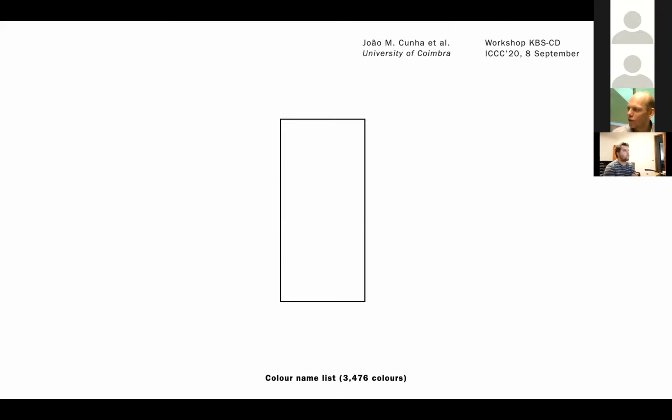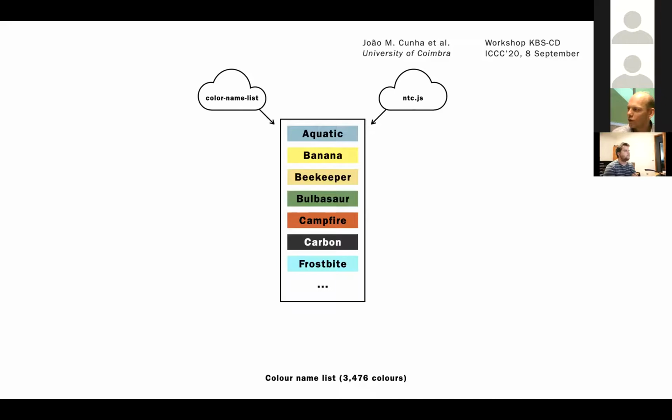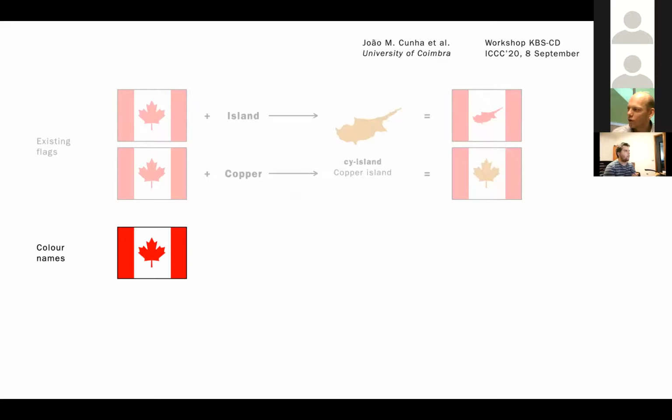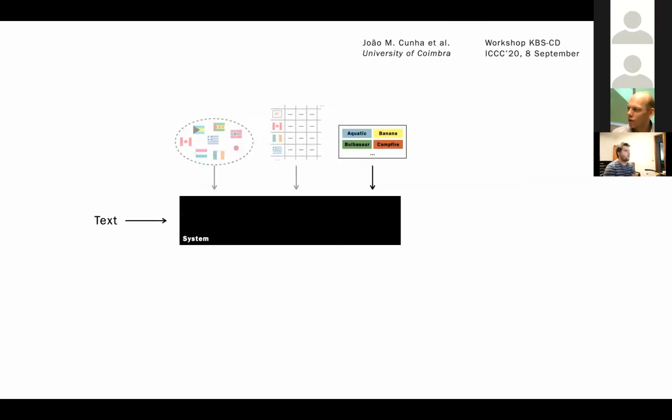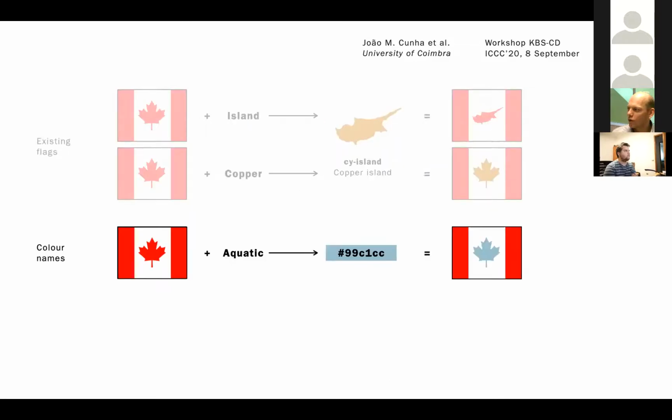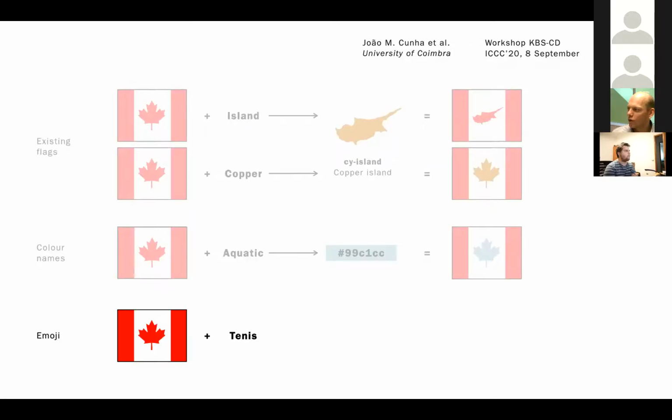But we can go beyond this by using, for example, a color name list, which has colors and names assigned to them. And so, for example, if we still remain with the Canadian flag, when we put aquatic and we get this color, then we have an aquatic Canadian flag. And also emoji, as we've seen with their connection with written language, it's easy to get Canadian flag plus tennis, and then you have a flag that more or less resembles the Canadian flag, but it's not the Canadian flag anymore, obviously, but it was based on it.